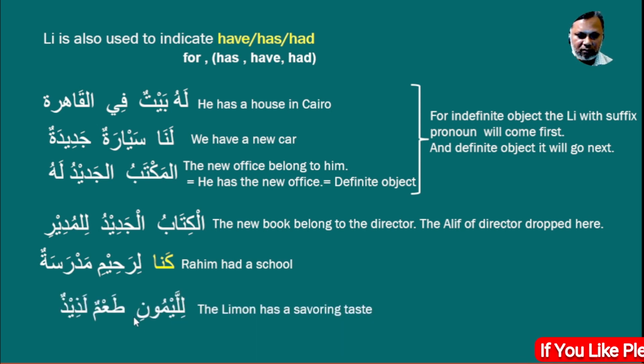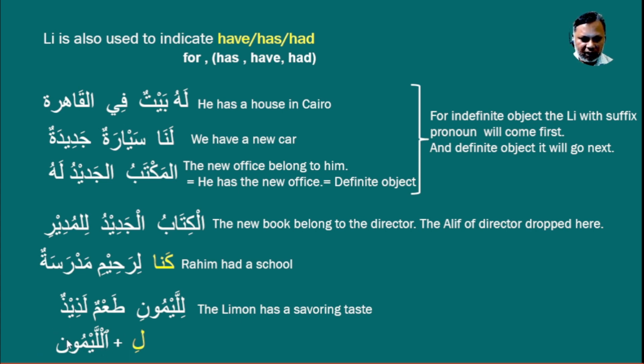Now see this example. Lil laimuni ta'amun li zizun. The lemon has a savoring taste. Here the lemon means al laimuni or al laimun. Here the word starts with lam. So here the sentence word is like this. Here al laimun means the lemon. The word is exactly like this. Al means the, and laimun means lemon, the lemon.